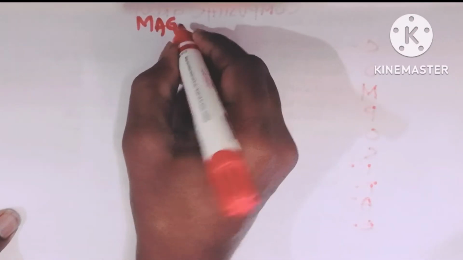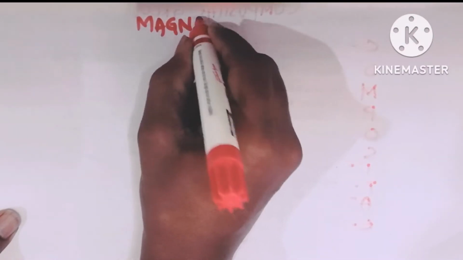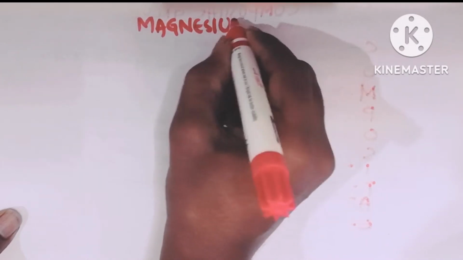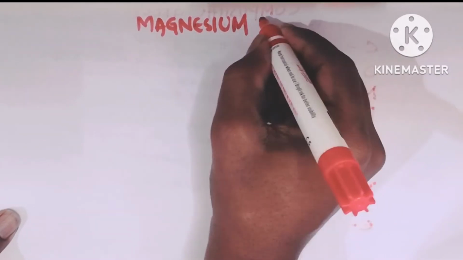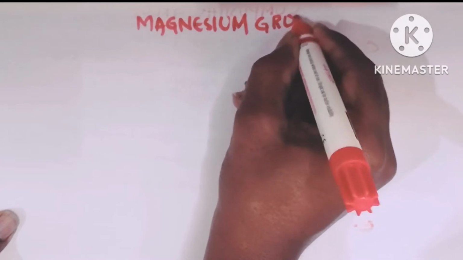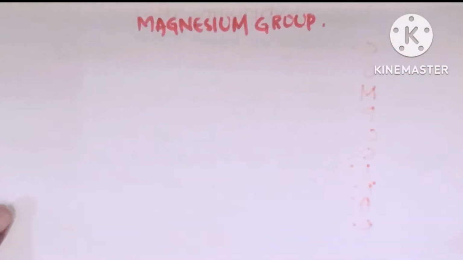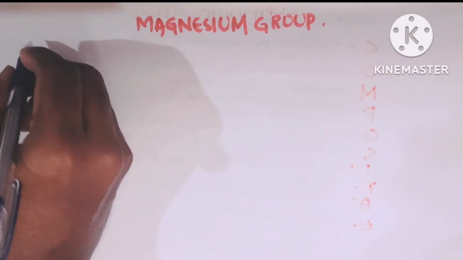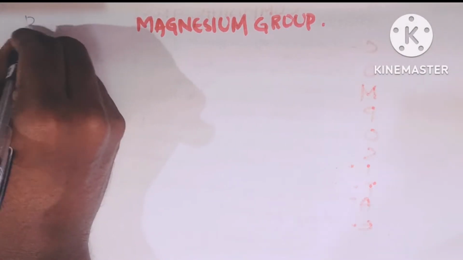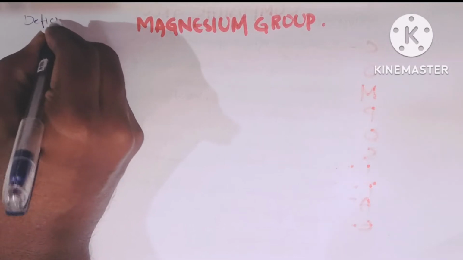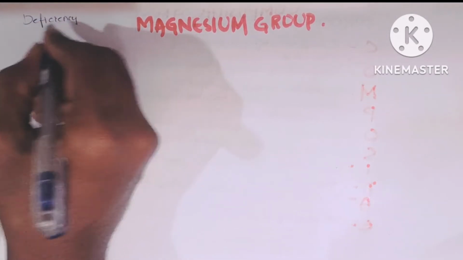Coming to one of the important magnesium group in homeopathic group study. Learn the magnesium group with a simple mnemonic. First, let us know the deficiency and excess of the magnesium group. What are the causes?